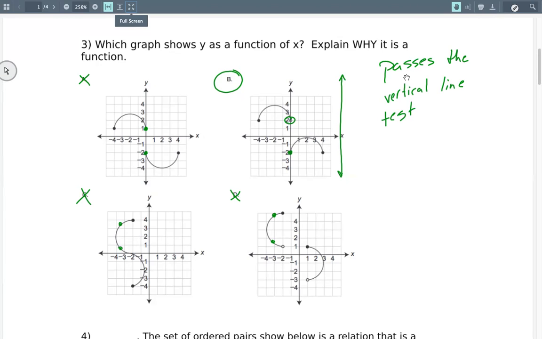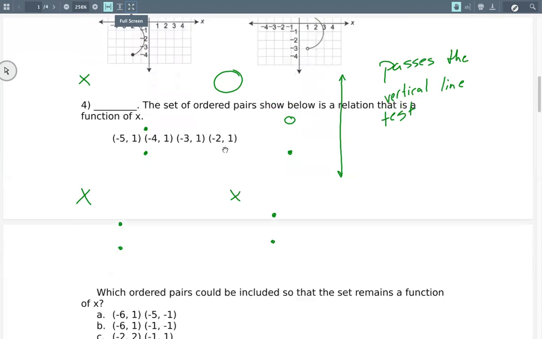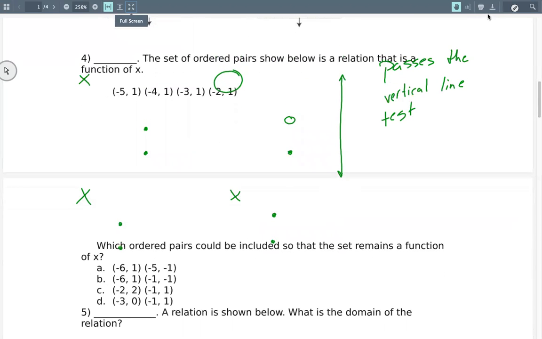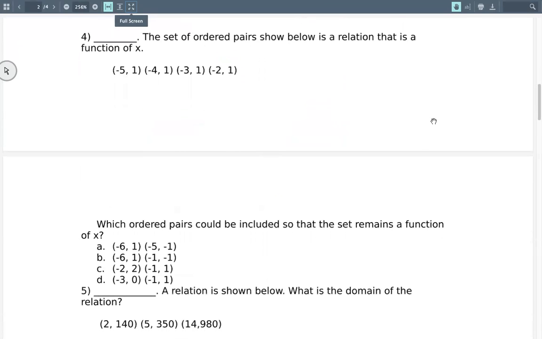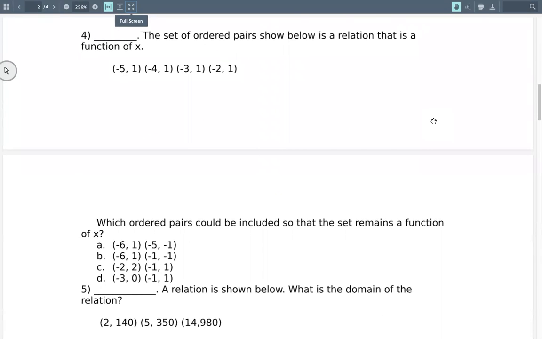Now, number 4 says the set of ordered pairs below is a relation that is a function. Which ordered pair could be included so that the set remains a function? Well, again, here, really worried about these x values because I know these x values can't repeat. So I'm going to look here. I have -5, -4, -3, and -2. So which one can be included? All right, because it says could be included.